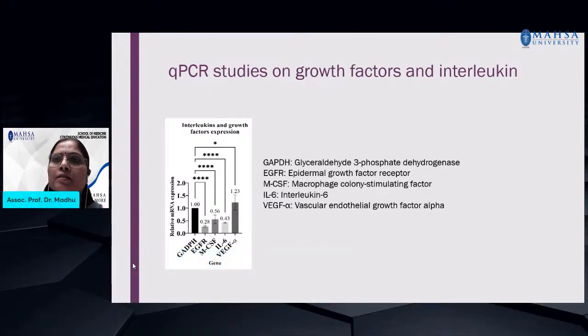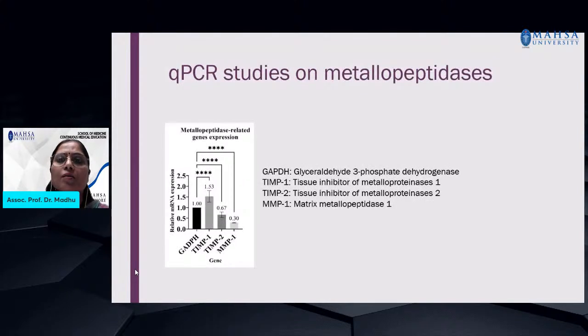So these you can see what are being upregulated. So qPCR studies on metallopeptidases. You can see that there are TIMP1 as well as TIMP1 is upregulated 1.53, and you can see TIMP2 also being upregulated, so these are the things.